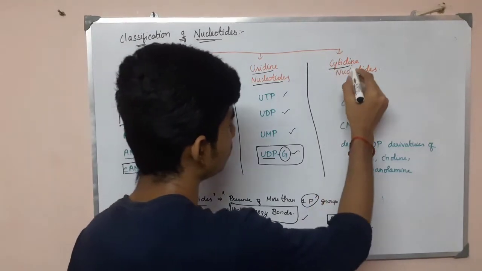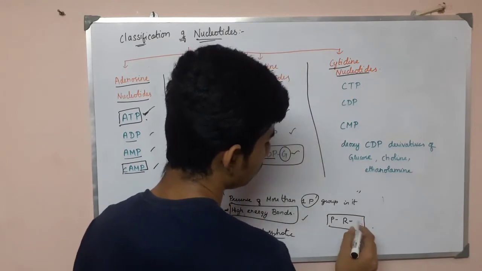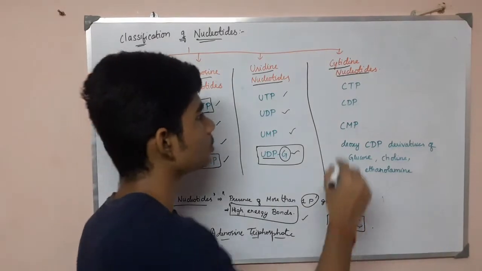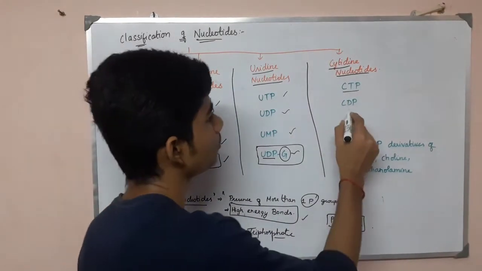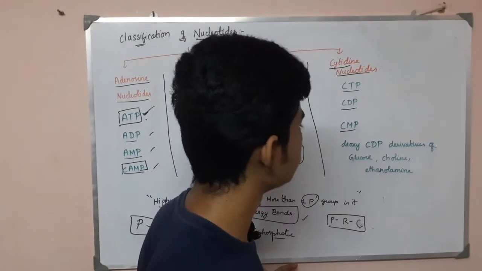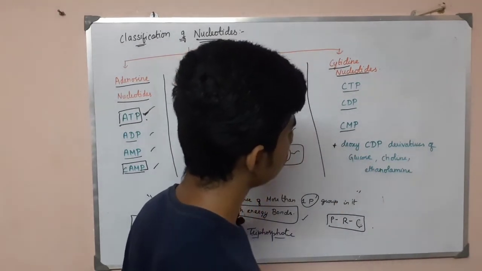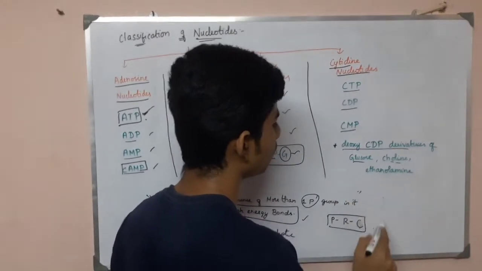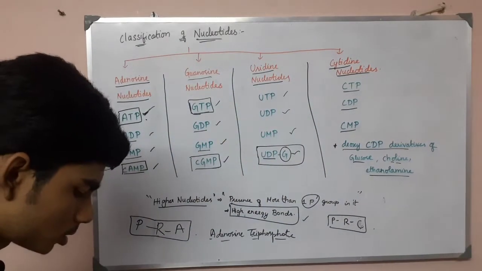Next, let's see cytidine nucleotides. Cytidine nucleotide is nothing but phosphoric acid, ribose sugar and one cytidine nitrogen base. So CTP is cytidine triphosphate, CDP is cytidine diphosphate, and CMP is cytidine monophosphate. And there are also some compounds known as cytidine diphosphate derivatives. These are the derivatives of glucose, choline and ethanolamine, which are also involved in important processes.